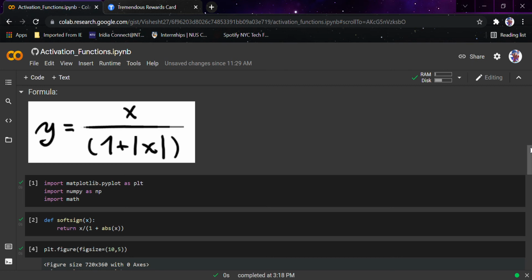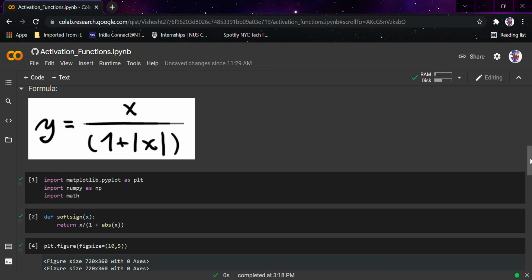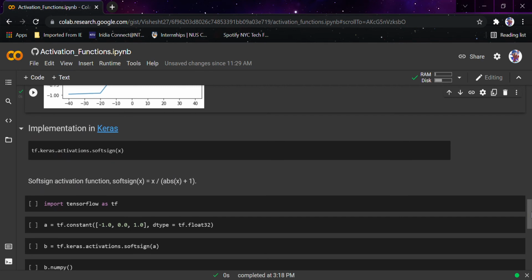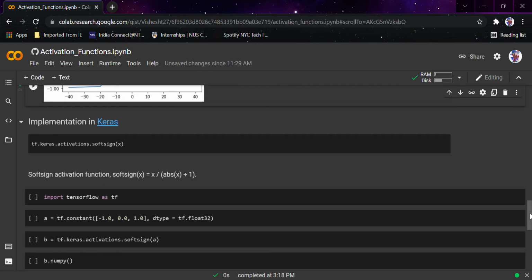Now dy by dx, or d by dx of the whole mathematical function x upon 1 plus abs of x, is going to be a bit tricky one, but you can do the basic differentiation if you have studied basic differentiation and integration mathematics in your 10th or 12th standard. So I would leave that to you, and you can put that in the comment section too as a side of your activation. So let's see its implementation in Keras.